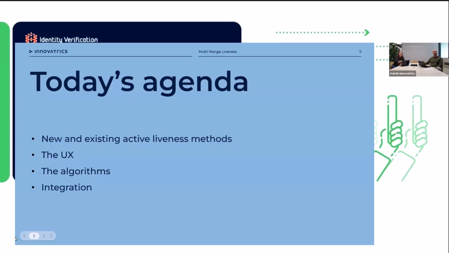So today I'll present the multi-range liveness. First, I will summarize the liveness methods that we have and compare them with the new one. I will discuss a lot about the UX, how we were designing the new liveness method in order to be easily usable by the customers. I will explain the algorithms, and then I will demonstrate the integration with our toolkit.